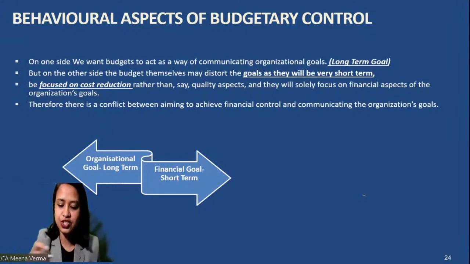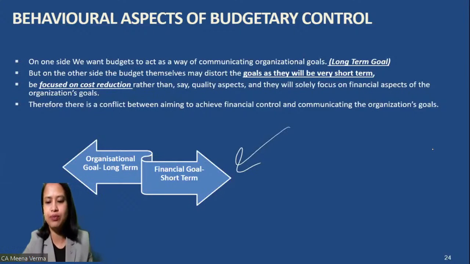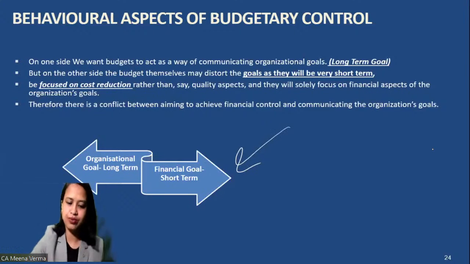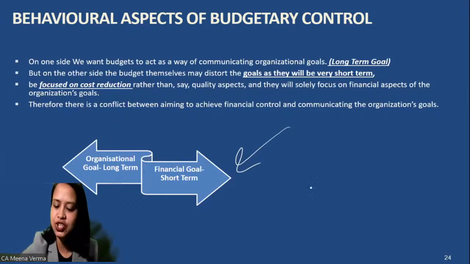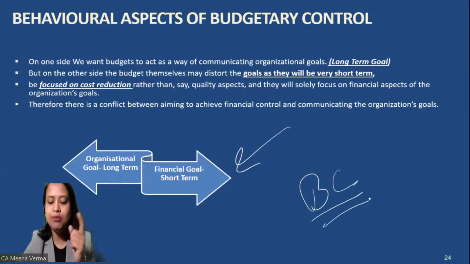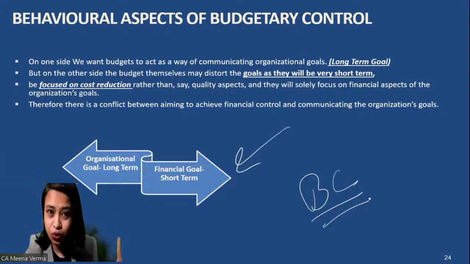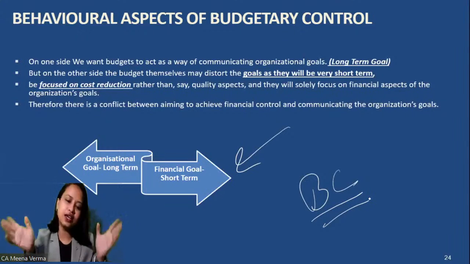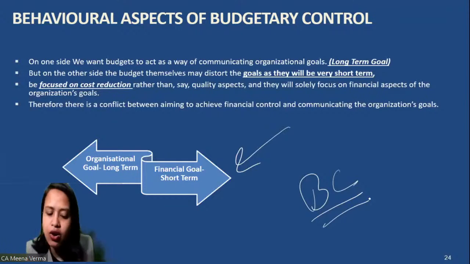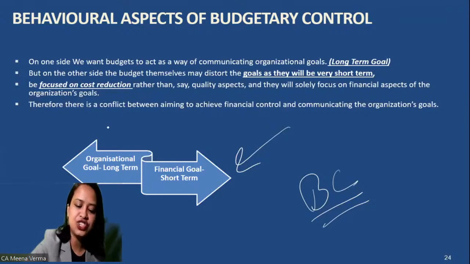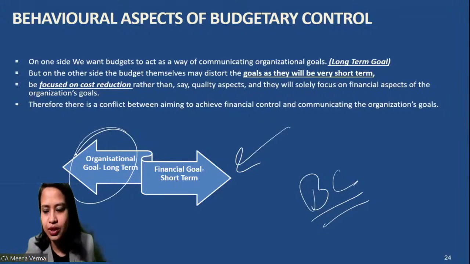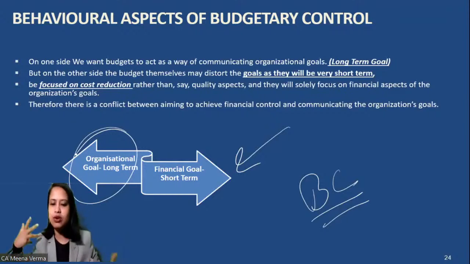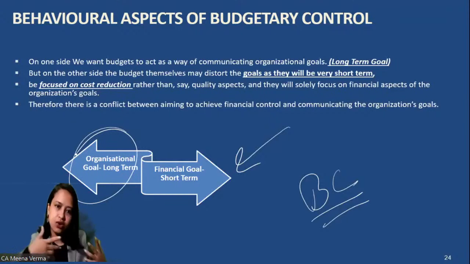Again, one more contradiction. Write it in this way. On one side, we consider the organizational goal, and on the other side, budgetary control. See, in budgetary control, our goal is the financial goal. So these two goals are again contradictory. How are they contradictory? Because the organizational goal is always long term. My organization wants to survive in the long term. Right? We want to become a profitable organization, and we want to run our business in the long term.